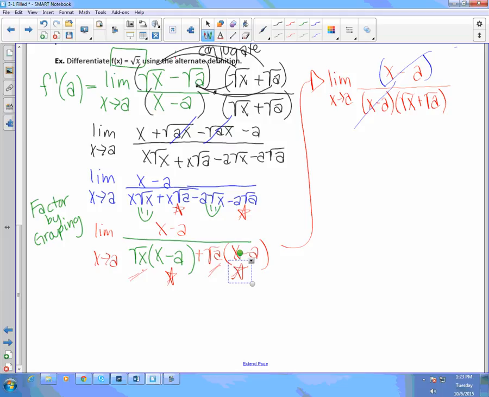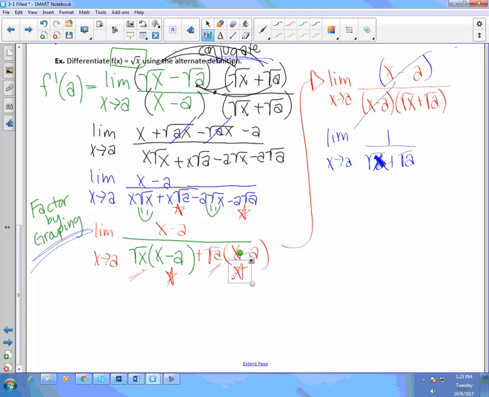Like the other definition, we factor out an h so we can cancel out. Here we have to do some extra manipulation with a conjugate. So first we use a conjugate, and then we factor by grouping. It remains the limit as x approaches a of 1 over root a plus root x. Do we have a problem with division by 0 now? No. So can you find the limit?